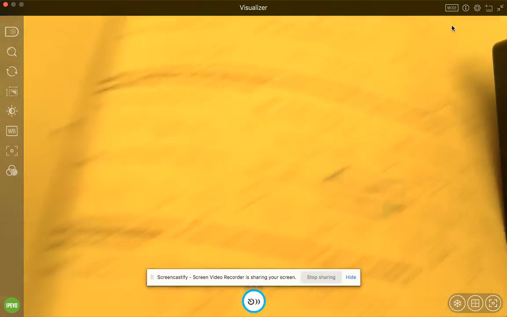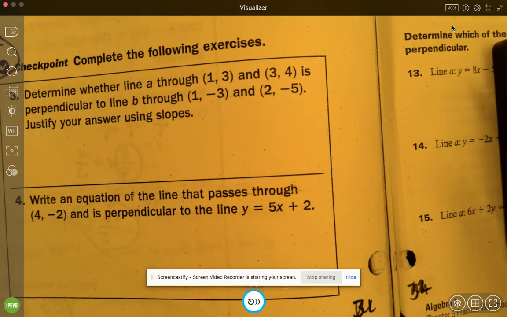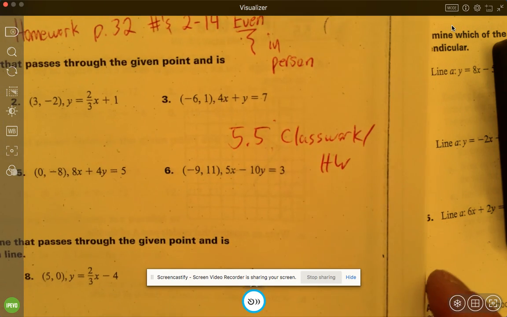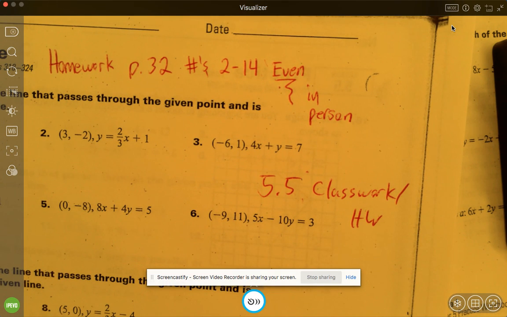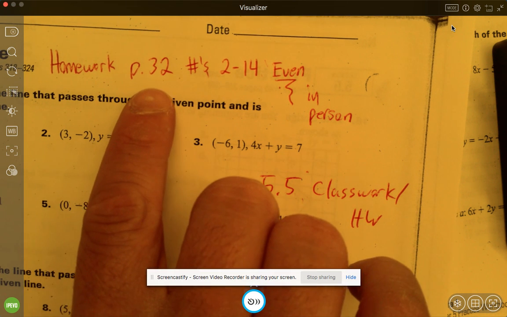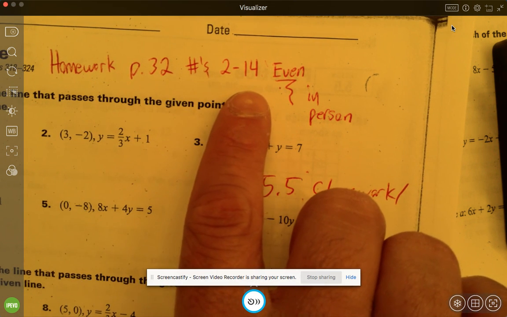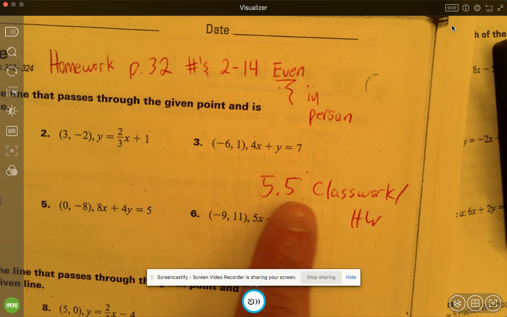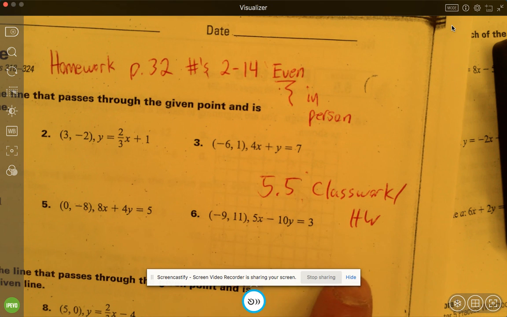Now you'll see it on Google Classroom. The homework that you're doing, along with the one I gave you in class, is on page 32. You don't need to upload this, but your homework is along with the other homework. This one comes from your packet. So page 32, numbers 2 to 14 even. I'm going to check this in person along with the other one that said 5.5 classwork/homework. So when I see you next, I'm going to check 2 homeworks in person, this one and this one.